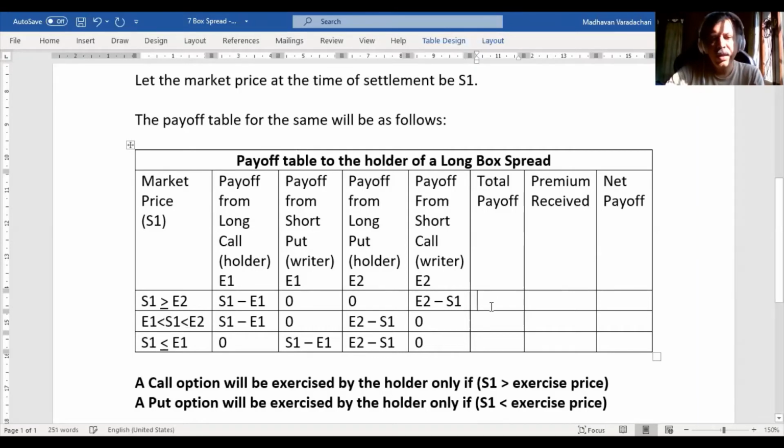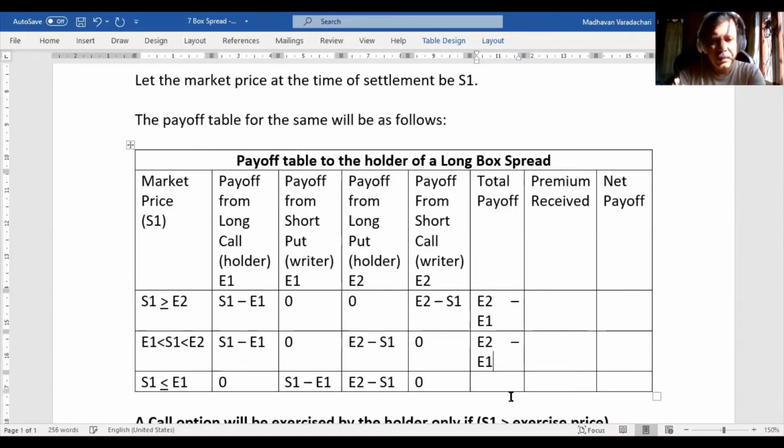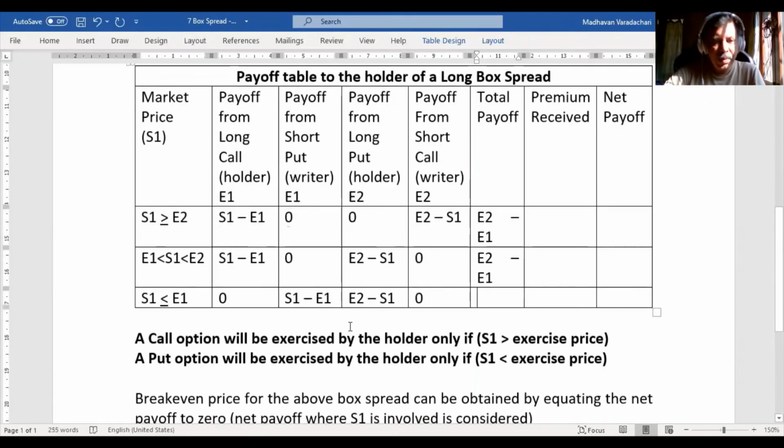Now let us calculate the total payoff. We may notice S1 gets cancelled, so you are left with E2 minus E1. The next one, S1 gets cancelled. Here also it is E2 minus E1. Market price minus S1 plus S1 gets cancelled. Here also it is E2 minus E1.